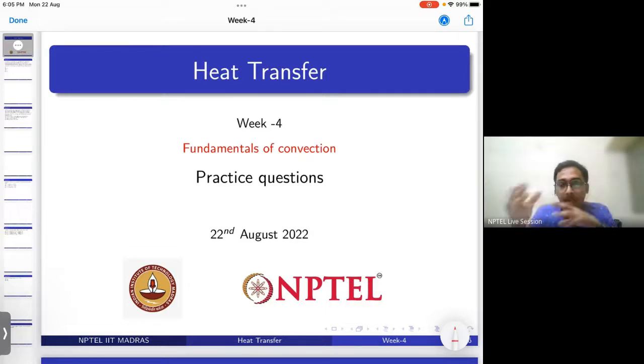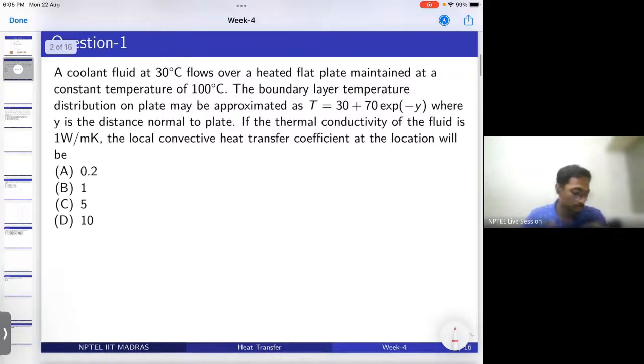So these were the major topics covered in week four, and today we will be discussing some simple practice questions based on them. Okay, let's get started with the first question. It's a very simple question. A coolant fluid at 30 degrees Celsius flows over a heated flat plate maintained at a constant temperature of 100 degrees Celsius. The boundary layer temperature distribution on the plate may be taken as this expression.